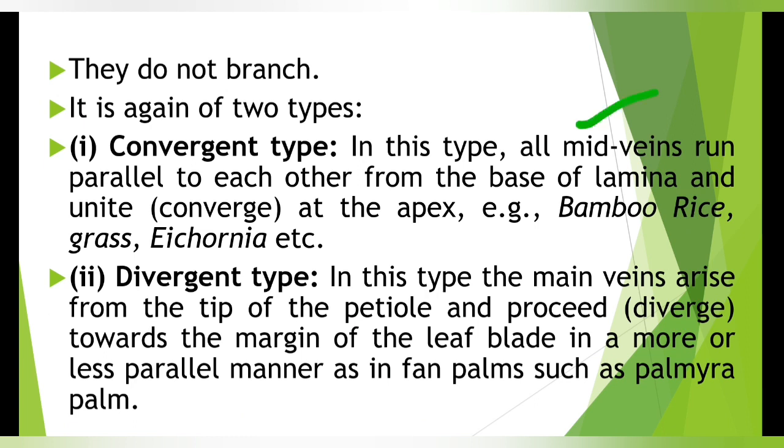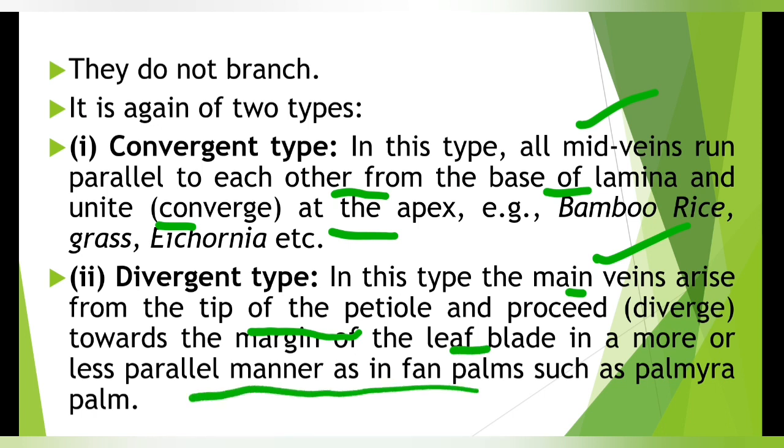In this type, all midveins run parallel to each other from base to lamina and converge at the apex. Then divergent type, when the main vein arises from the tip of the petiole and proceeds towards the margin of the leaf blade in more or less parallel manner in a fan palm, such as Palmyra palm.